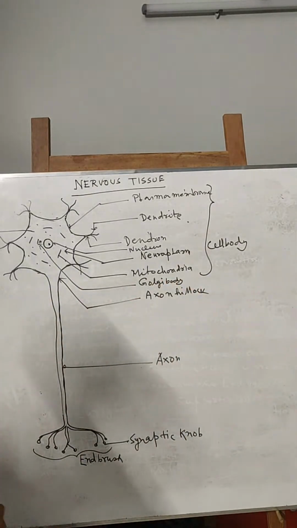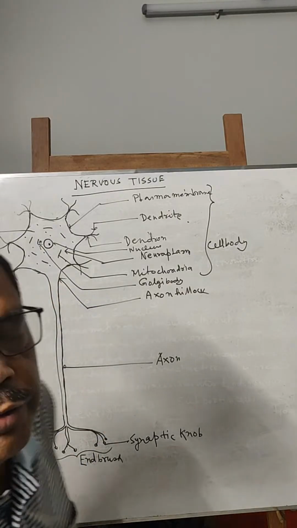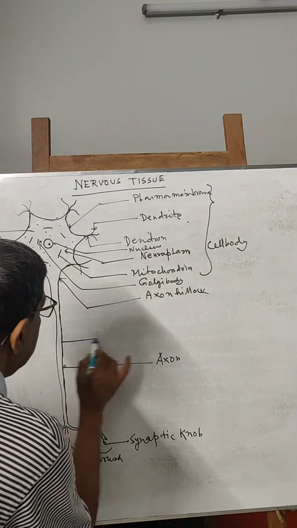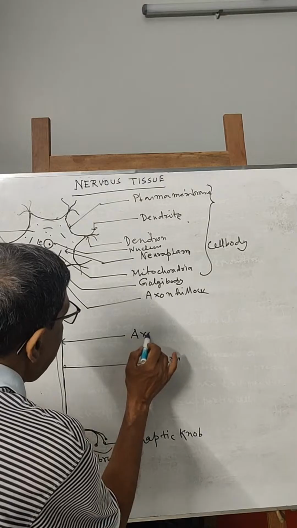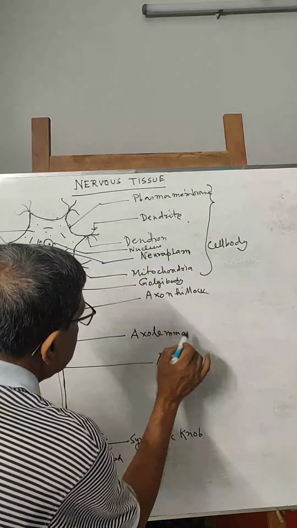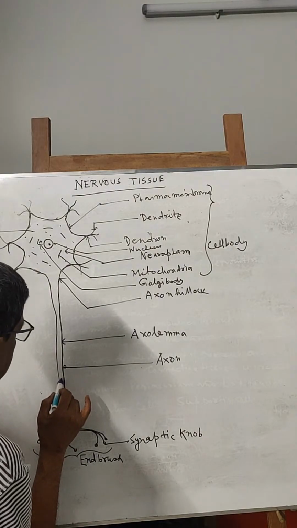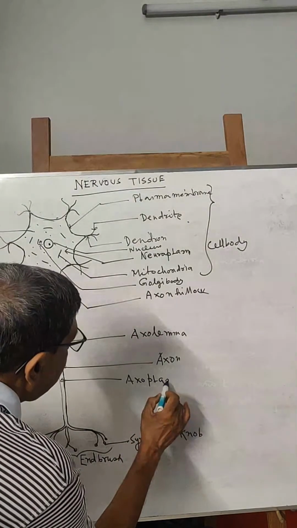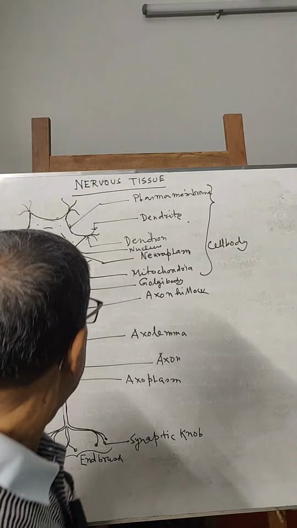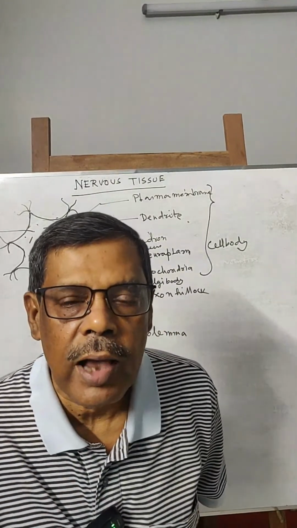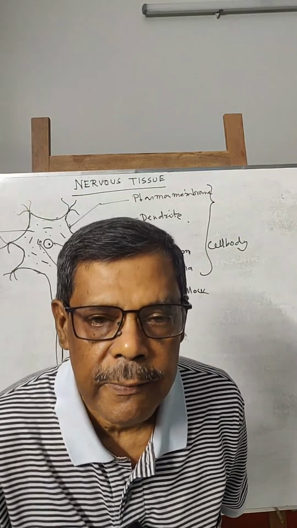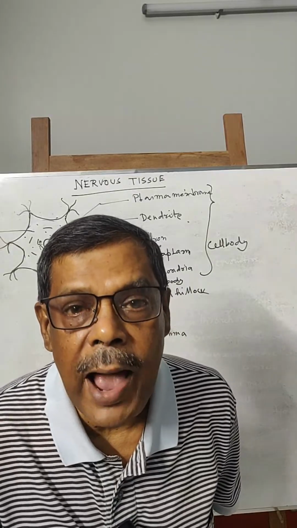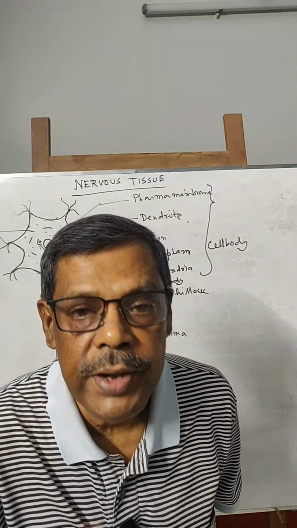Next, the axon is composed of the axis cylinder. The axis cylinder is bounded by a membrane, the axolemma. Within the axolemma, there is present axoplasm. Outside the axolemma, there is present the medullary sheath, or myelin sheath, which is formed of lipid or fat.